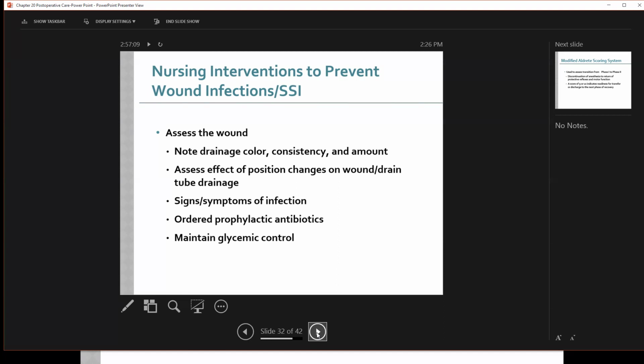There are protocols for type of antibiotics and duration of antibiotic use as prophylaxis depending on the type of surgery. And always maintain glycemic control. Hyperglycemia can contribute to risk for wound infection.